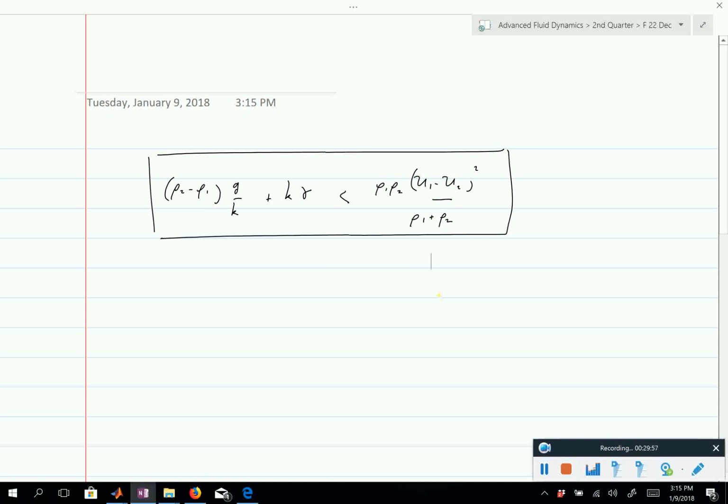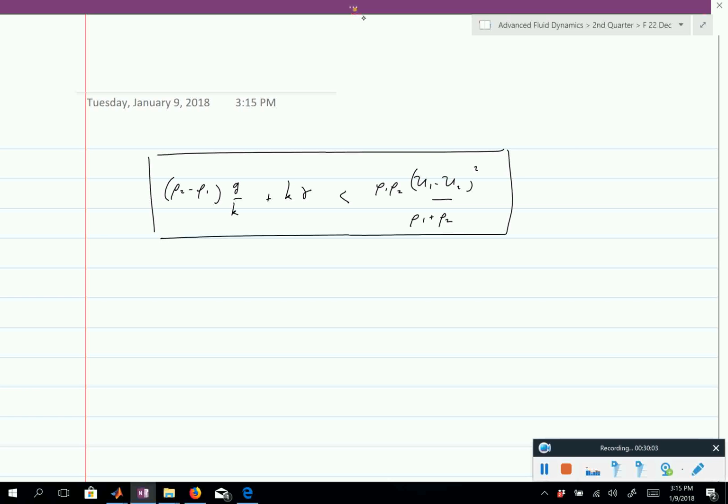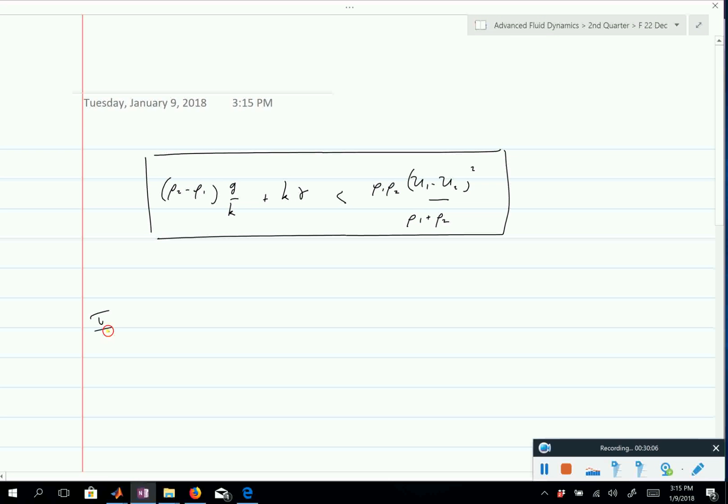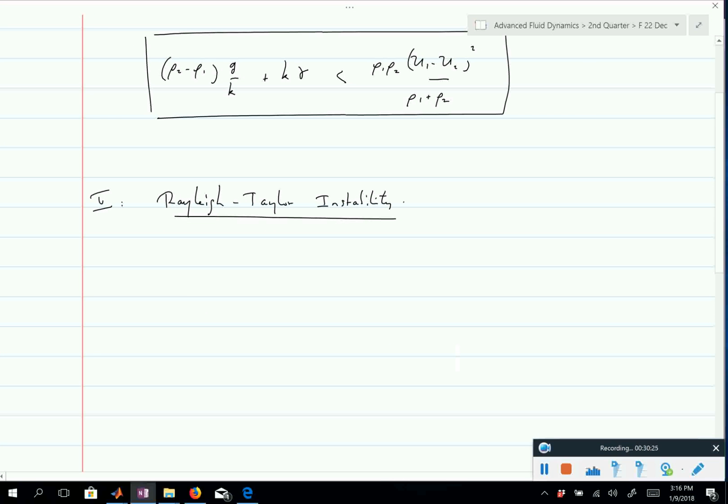Okay, so let's start with the Rayleigh-Taylor instability. I think this is 5. So the Rayleigh-Taylor instability is the following. You have your superposed flow. Now again, I'm forgetting whether rho 1 is on top. Well, we'll see it now because we'll see it in the equation.